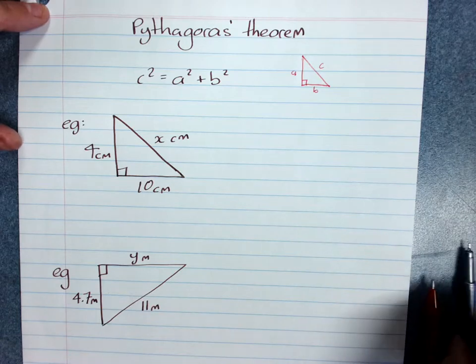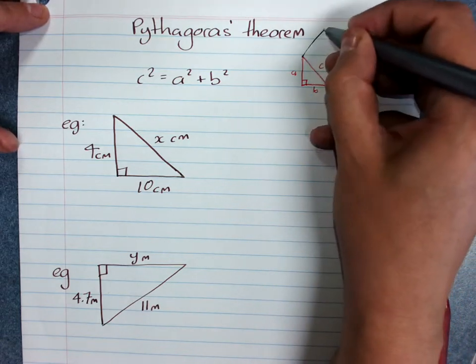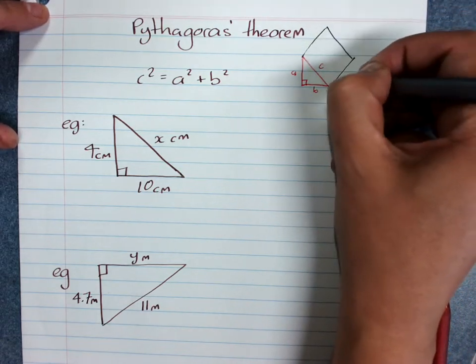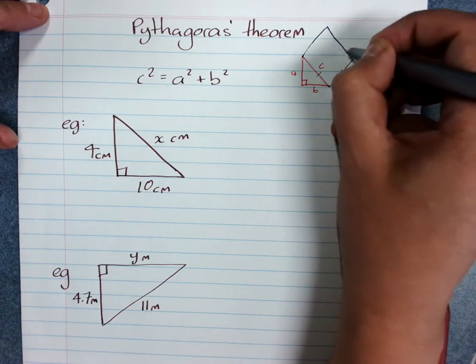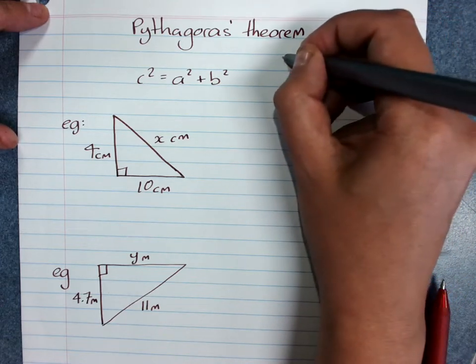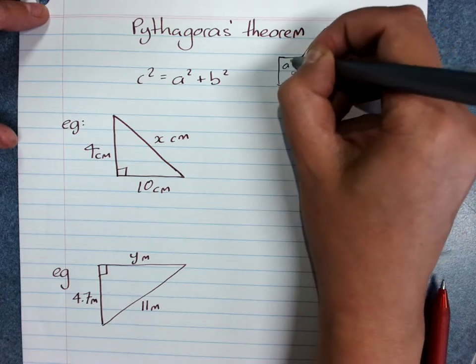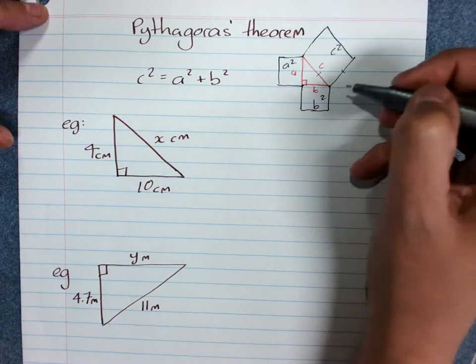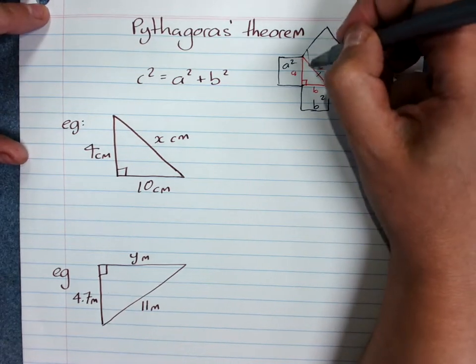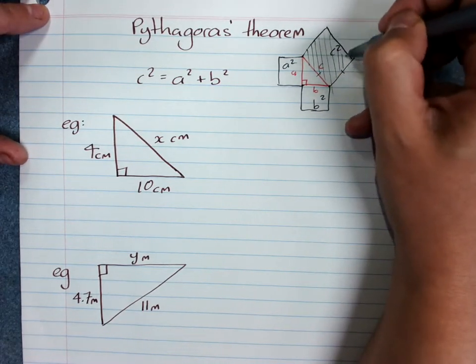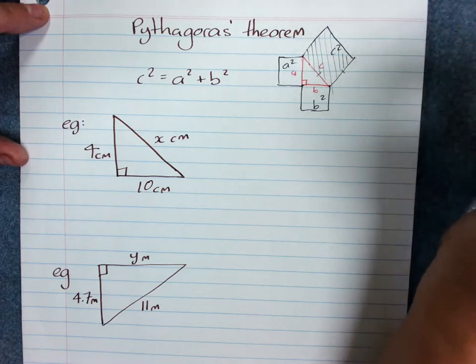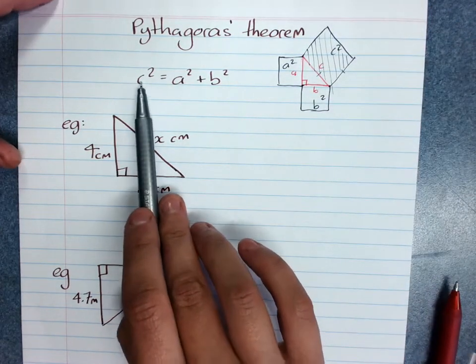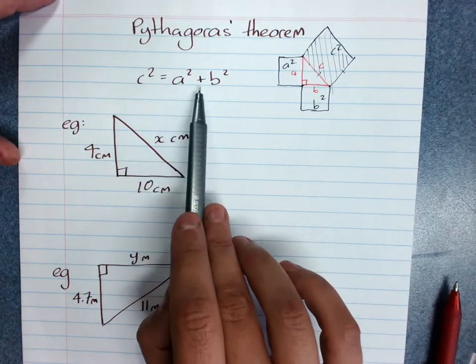What Pythagoras' theorem says is that if we drew a square on each of the sides, so that's C times C, which is C squared, that's A squared, and that's B squared. Pythagoras' theorem says that the area of the large square, C squared, equals the area of the two smaller ones added up. That is, C squared equals A squared plus B squared.